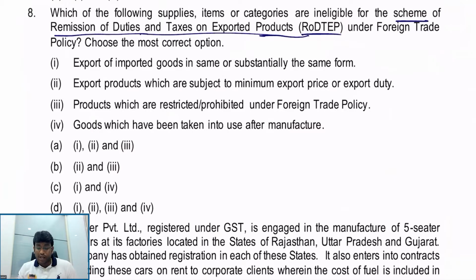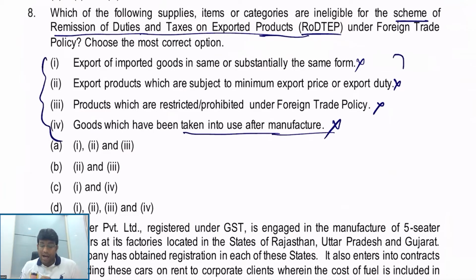Export of imported goods in same or substantially same form. Obviously, this is not eligible. You are getting my point, everybody? There should be some value addition. Export products which are subject to minimum export price or export duty. This is also not eligible. Products which are restricted or prohibited under foreign trade policy. This is also not eligible. Goods which have been taken into use after manufacturing. This is also not eligible. So technically, all these categories are ineligible for the RoDTEP scheme. So the answer is option D, my dear friends. 1, 2, 3, and 4.